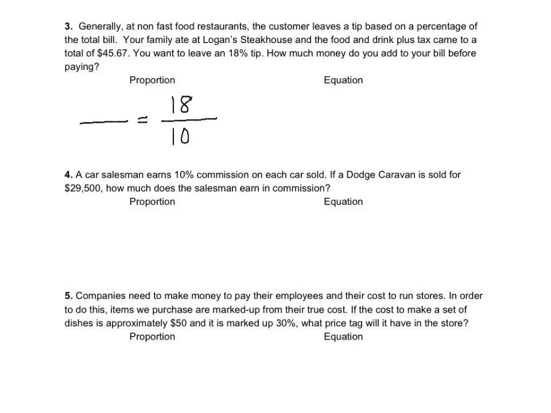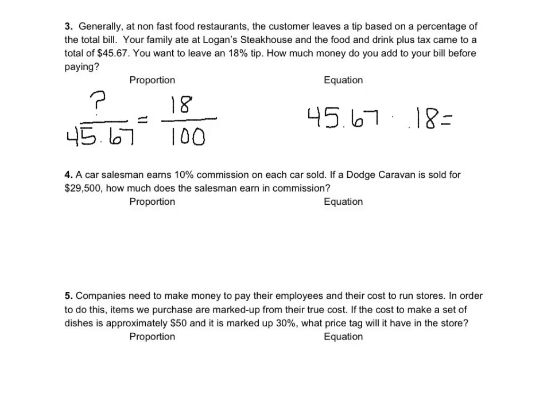A percent is always out of 100. And the 100% is always what we start with. So $45.67, and the 18% is unknown. That's what we need to find. If we were to set up an equation, it would be $45.67 times the decimal equivalent 0.18.